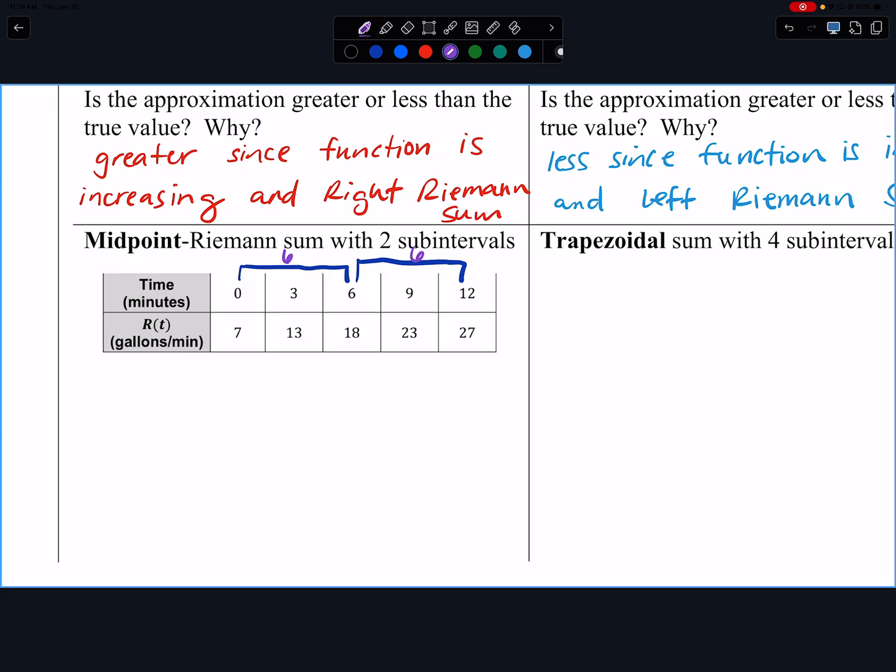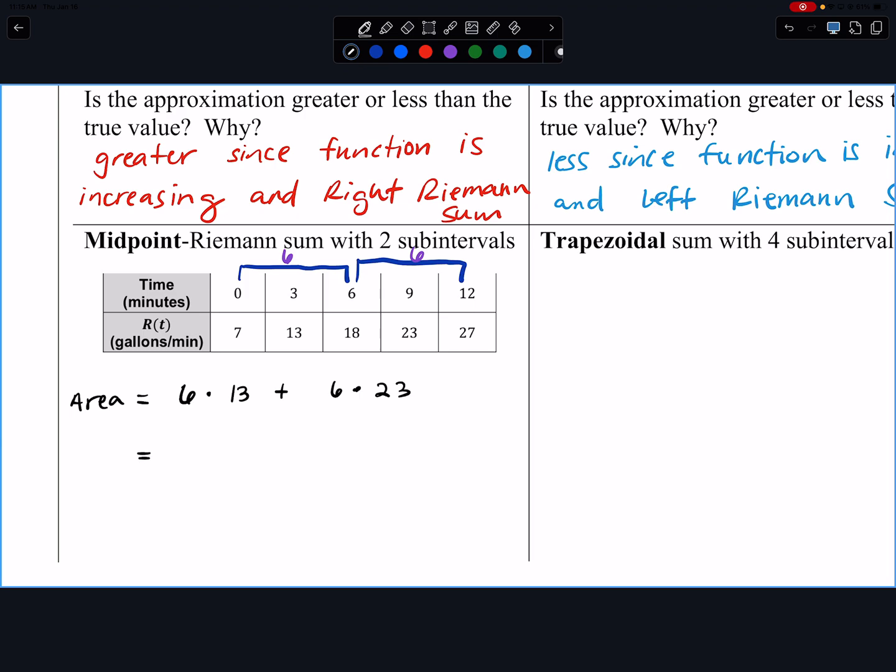Okay, so since I have 2 intervals, 2 rectangles, midpoint means I'm picking which of these numbers? The middle, right? So I'm going to pick the 13. Here I'm picking the middle, so I'm picking the 23. Okay, so the area here is going to be the width, so 6 times the middle value, so 13, plus 6 times the middle value, which is 23.